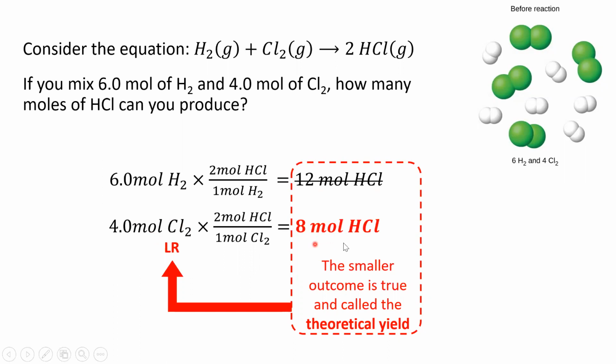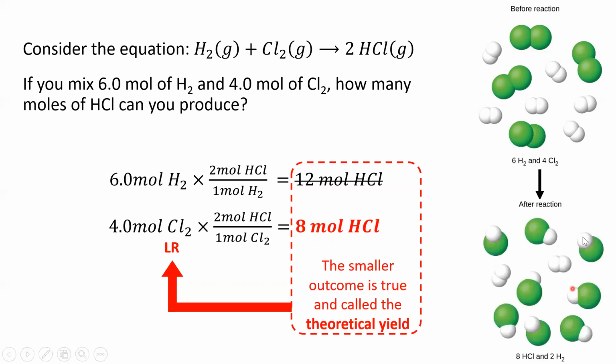And the value that we get with our limiting reactant is called our theoretical yield. It means that ideally, in a lab, if we had 4 moles of chlorine and we reacted it with 6 moles of hydrogen, theoretically, we can produce 8 moles of hydrogen chloride. So if we look at this little picture over here, we end up with 1, 2, 3, 4, 5, 6, 7, 8 HCl molecules, and we have 2 hydrogen molecules that are left over. They have no chlorine to react with, so they're going to stay as H2 molecules.